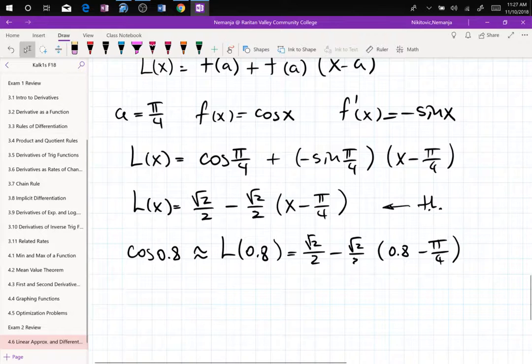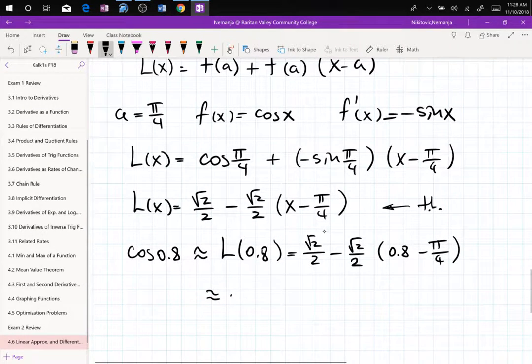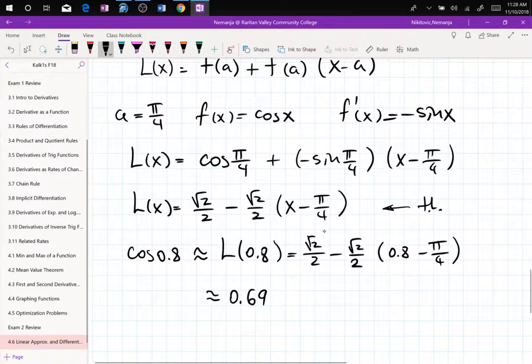Now you can run these calculations as estimates. Keep each root 2 as a 1.4, and then you will go through all of these calculations. I'm just going to use the calculator to quickly plow through this. Square root of 2 divided by 2 minus another square root of 2 divided by 2 times 0.8 minus pi divided by 4, close parenthesis, and enter. So my calculation here gives me approximately 0.6968.